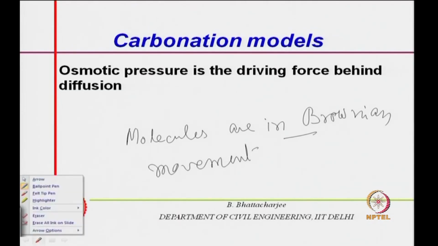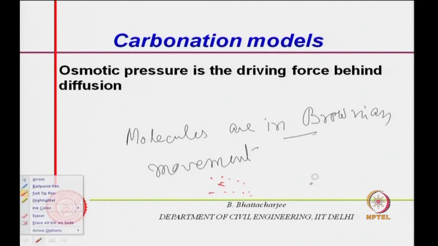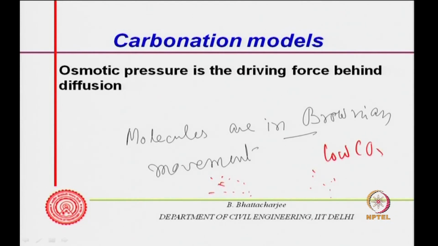So, if you have high carbon dioxide concentration here, and low carbon dioxide concentration here, the molecules will move along this direction. Since fewer molecules will be available for interaction or collision here, more molecules will tend to move. So, they will try to diffuse. So, this is molecular diffusion.